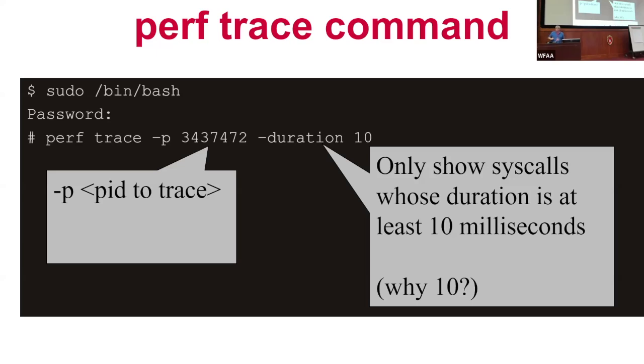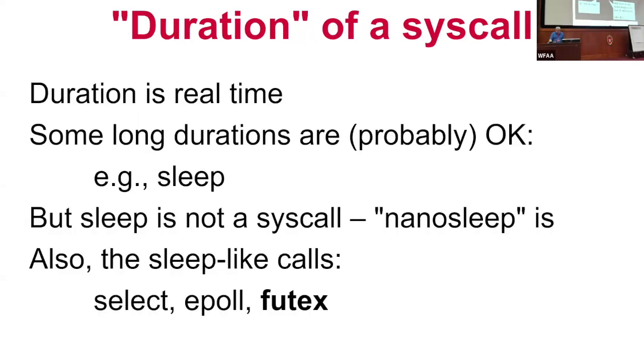So I ran perf trace. Now, normally in the past I would run strace, but I want to try my new hotness and see how it would do. And duration here says only show syscalls whose duration is at least 10 milliseconds. Why 10? It's kind of arbitrary. If it's more than 10 milliseconds, depending on the system call, that could be bad. But duration here is the real-time duration. It's not the CPU time. It's the time from entry to exit.